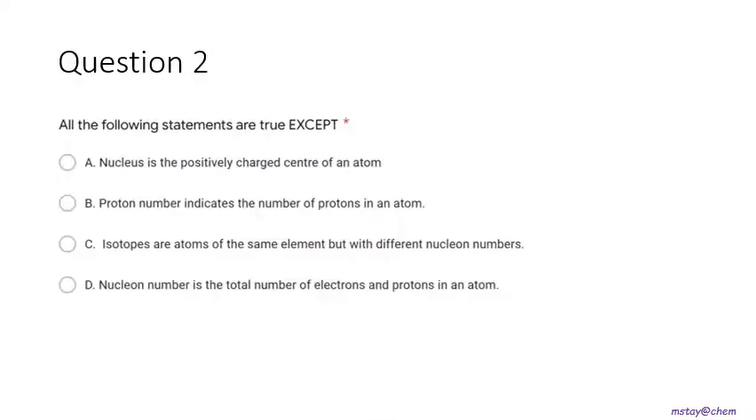Question number 2. All the following statements are true except, which means we are going to look for the false statement. The nucleus is positively charged, correct? Because inside the nucleus there are protons and neutrons. Neutron is neutral, proton is positively charged. Proton number indicates the number of protons in an atom, also correct. Isotopes are atoms of the same element but with different neutron numbers, correct?